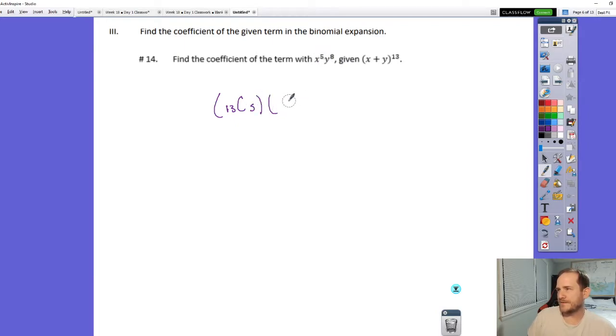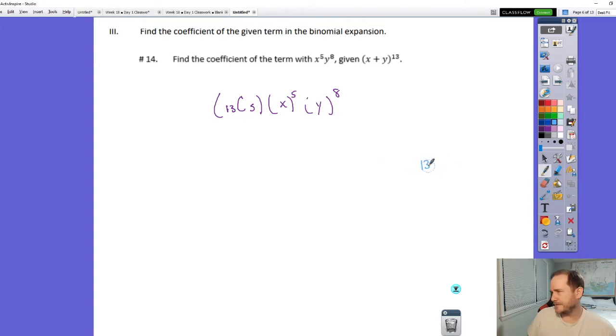Then if I want an x to the 8, I better take x and raise it to the power of 8. Super psych. Just kidding. X to the 5th. We want a y to the 8, so we'll take the y raised to the power of 8. That's it. This is the whole thing. 13 choose 5. How lazy do I want to be? I don't want to be that lazy.